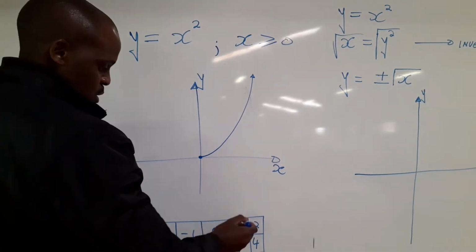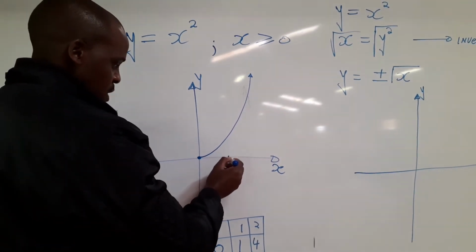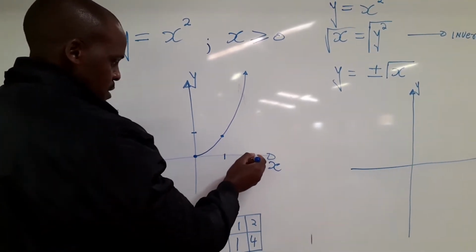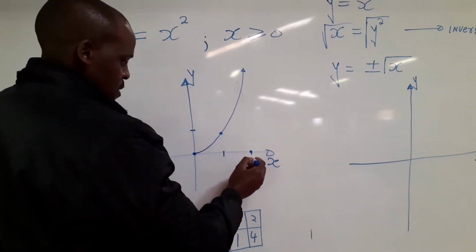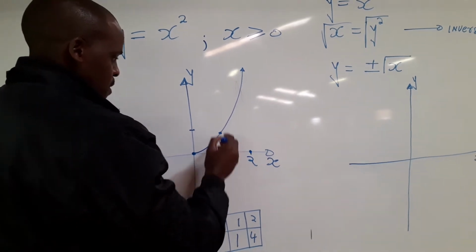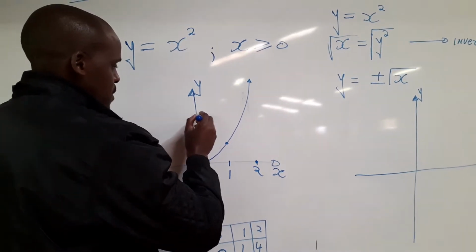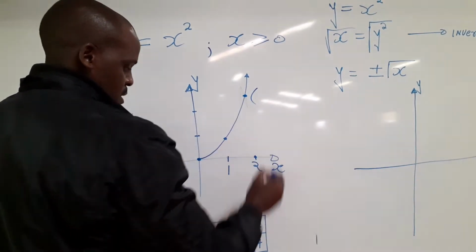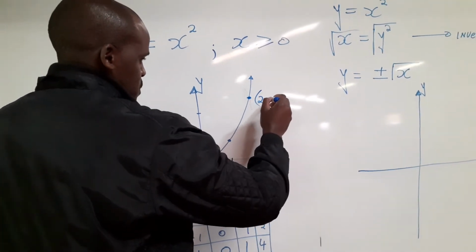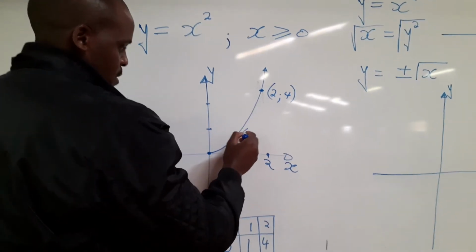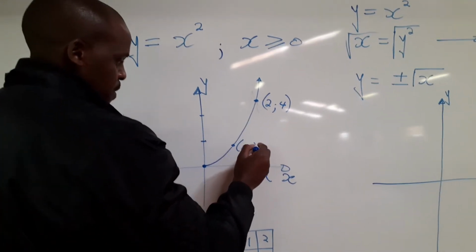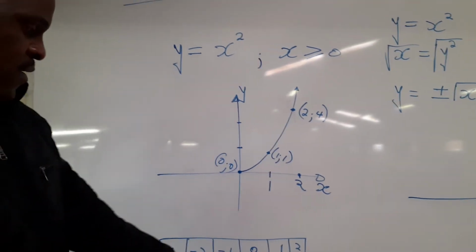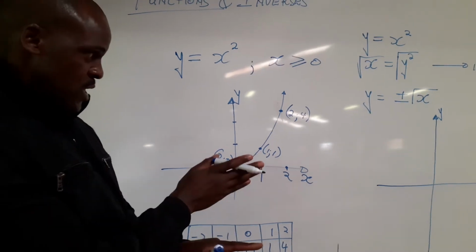So we only use this side here. It's 0 is to 0, 1 is to 1. Let's say we've got 1 here. Let's put 2 there. Let's say there is this point, 2 is to 4. 1 is to 1, and then 0 is to 0. Right, for the inverse, we just swap the points.